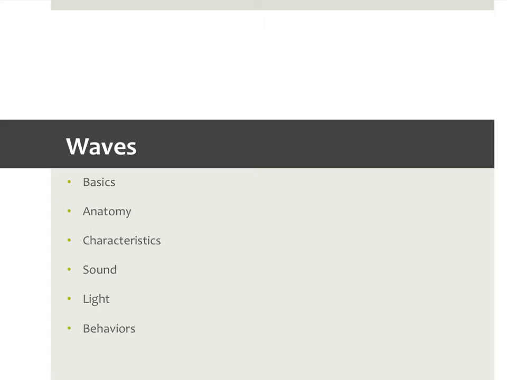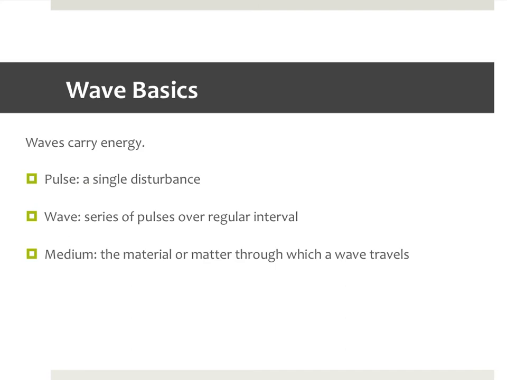Okay, let's start. We start with this idea that waves are basically carriers of energy. That's how energy can travel from one place to another, through waves. And when you have a wave, you start with a pulse, which is a single disturbance. A wave is essentially multiple pulses happening over regular intervals. If it's an uneven interval, then it's not really a periodic wave.